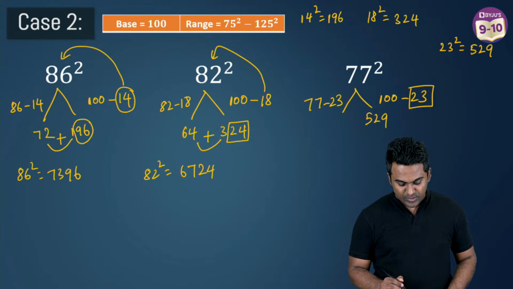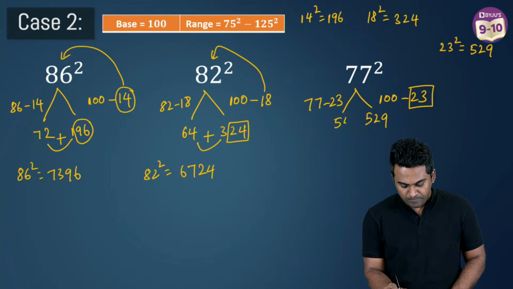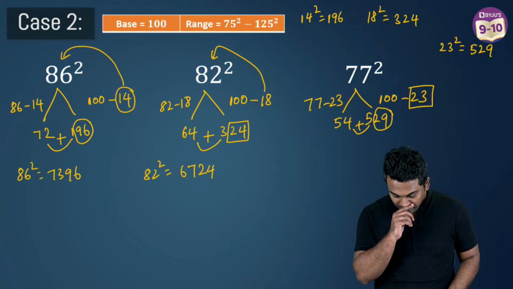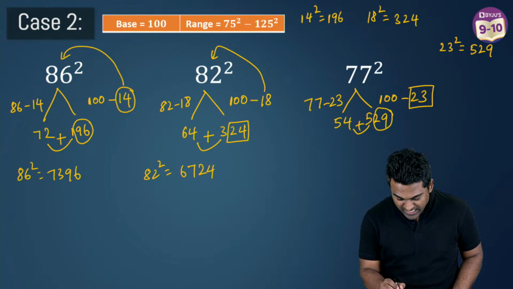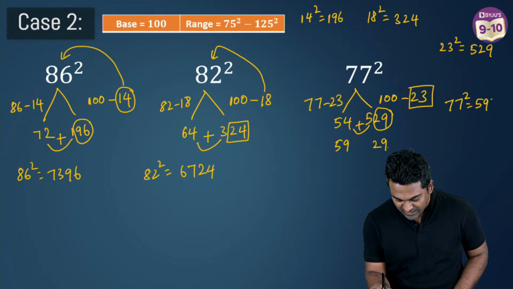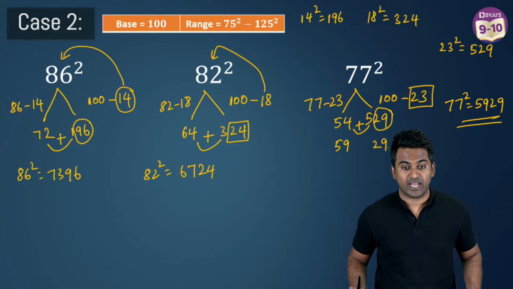77 minus 23. This is going to be how much? 54. Okay. I will keep 29, and this 5 will be added to the number on the left. And 54 plus 5. How much is that? 59. So this is going to be 59. This is 29 here. And that's it. 77 square is 5929.